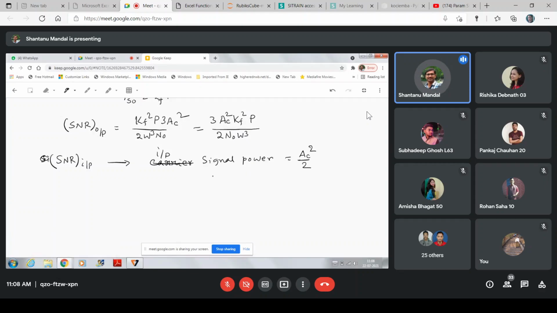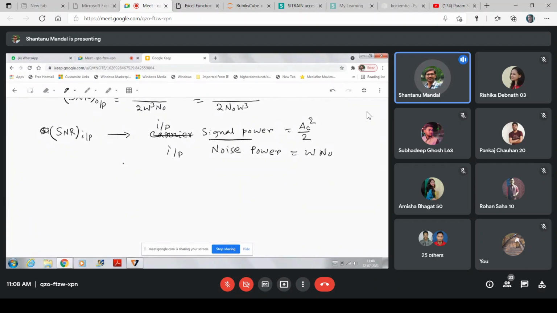And the input noise power. Input carrier power or input signal power is the same. So the input noise power is equal to W into N0. Actually in case of FM, the carrier power and signal power is the same. Already you know that in case of FM, the carrier power and signal power is the same.